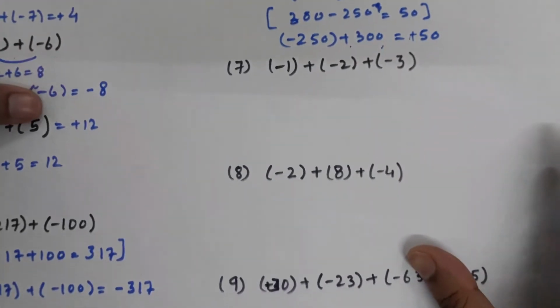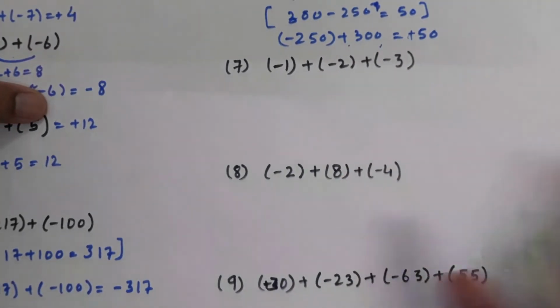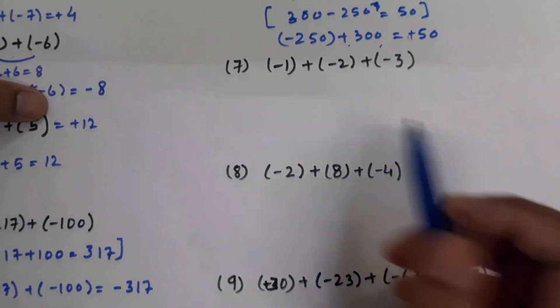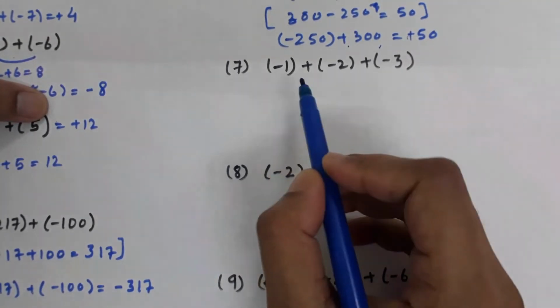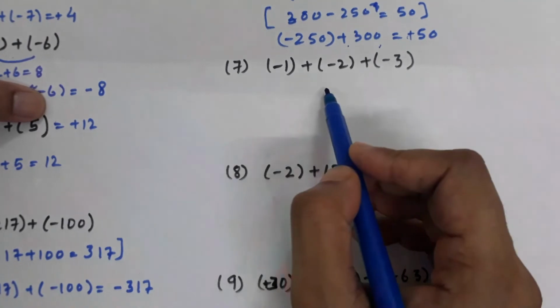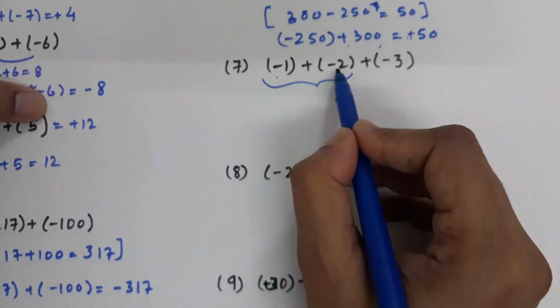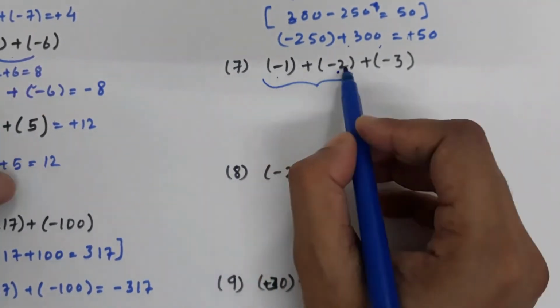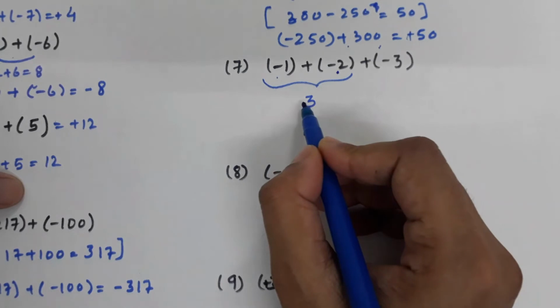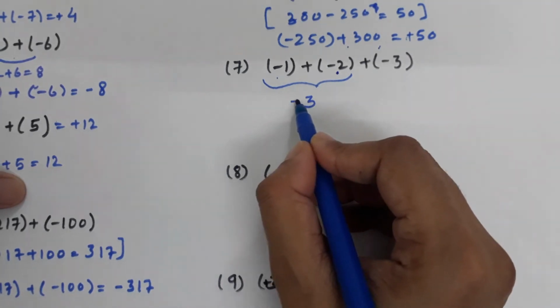The next one is quite easy. So here all the three integers are negative, but it's simple. You can start in any order, again I'm starting with the first two integers. If I solve these two, again they have minus minus, same sign, ignore the sign, add them. So 1 plus 2 will give me 3. Now I'm going to put back the sign, which is minus.